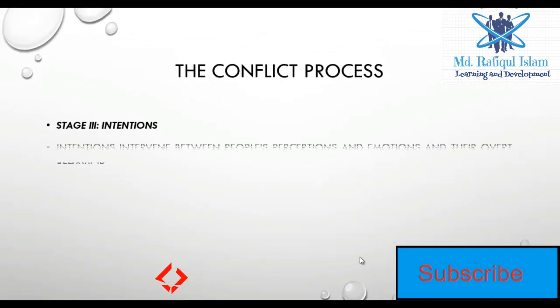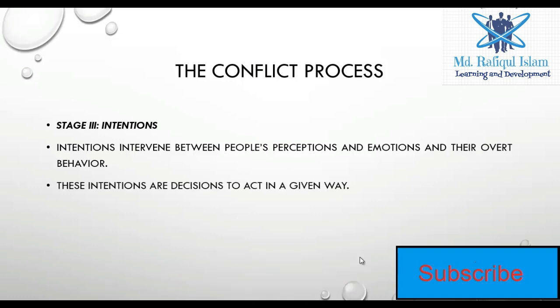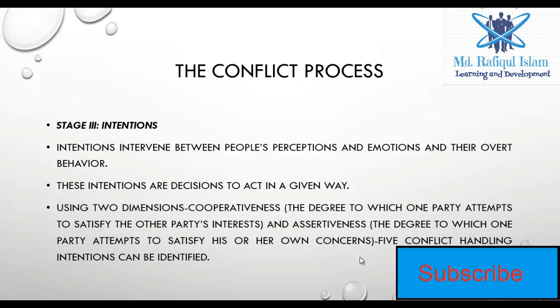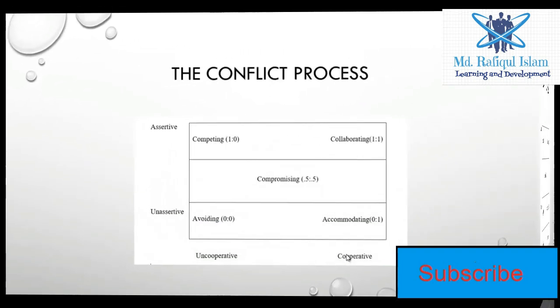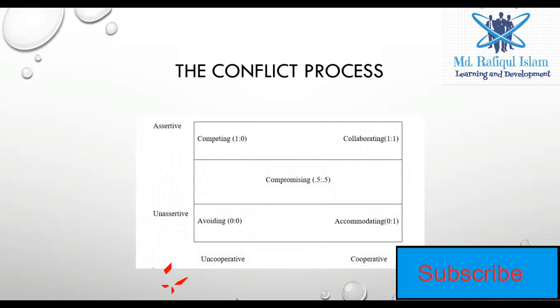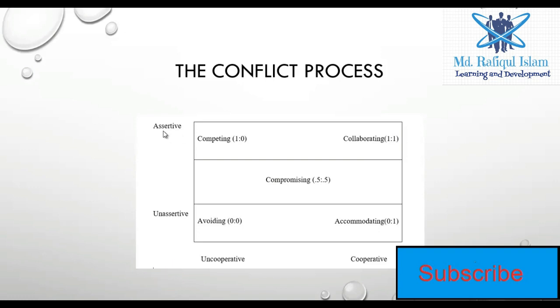Stage 3 is intention. Intention indicates how you will behave based on your perceptions regarding conflict and your emotional attitude. These intentions are decisions to act in a certain way. To determine what the intention would be, two different things have been identified. Let's look at the figure. One is assertiveness and another is cooperativeness. Assertiveness indicates whether you give importance to yourself or not, and cooperativeness indicates whether you give importance to the other party related to the conflict or not.